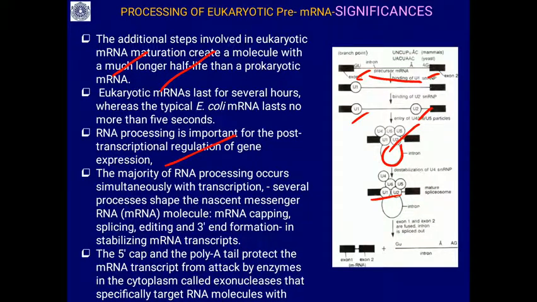The majority of RNA processing occurs simultaneously with transcription. Several processes shape the nascent messenger RNA, or pre-mRNA, molecule: capping, polyadenylation and splicing. All these processes stabilize the molecule; the mRNA is more stable now. The 5' cap and the poly A tail protect the mRNA transcript from attack by cytoplasmic enzymes called exonucleases, which significantly target RNA molecules.